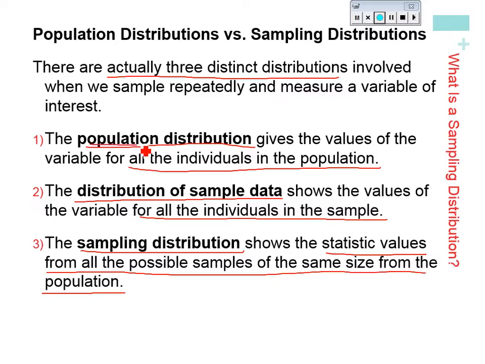So population distribution is the values for each of the individuals in the population. The distribution of sample data is the value of the variable for all the individuals that are in the sample. And the sampling distribution shows the values for all possible samples of the same size from the population.